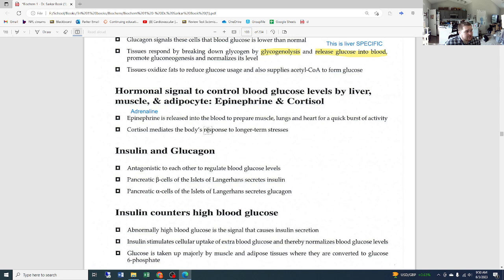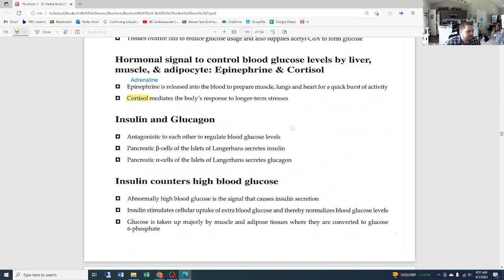Cortisol mediates the body's response to longer-term stresses. This is actually why they say that stress can cause weight gain, because when we are stressed, our cortisol levels increase. With increased cortisol levels, it means that our blood sugar tends to remain higher for longer, which can eventually end up leading to weight gain and other issues. Okay?